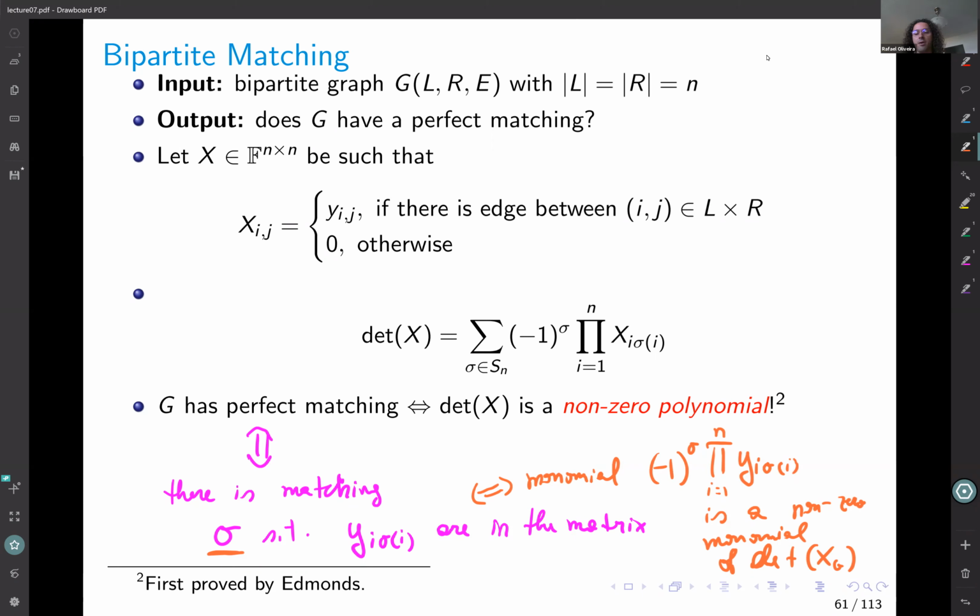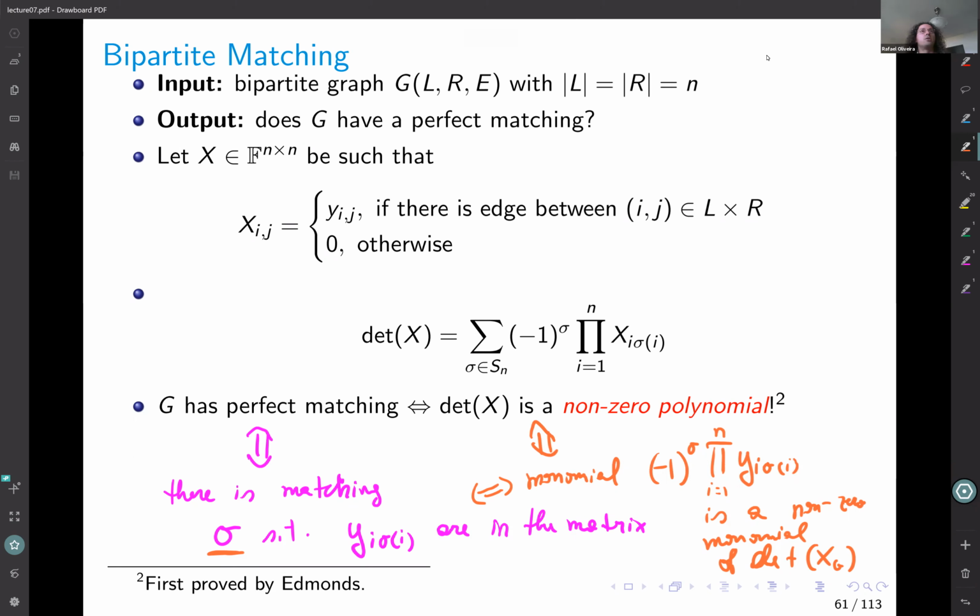But now, if this monomial is a non-zero monomial of the determinant, notice that there's only this monomial with these variables, because each matching corresponds to a different permutation. So in particular, we know that the determinant of this x_G that we just constructed has a non-zero monomial, so it cannot be the zero polynomial. Does that make sense? So that's the connection here.